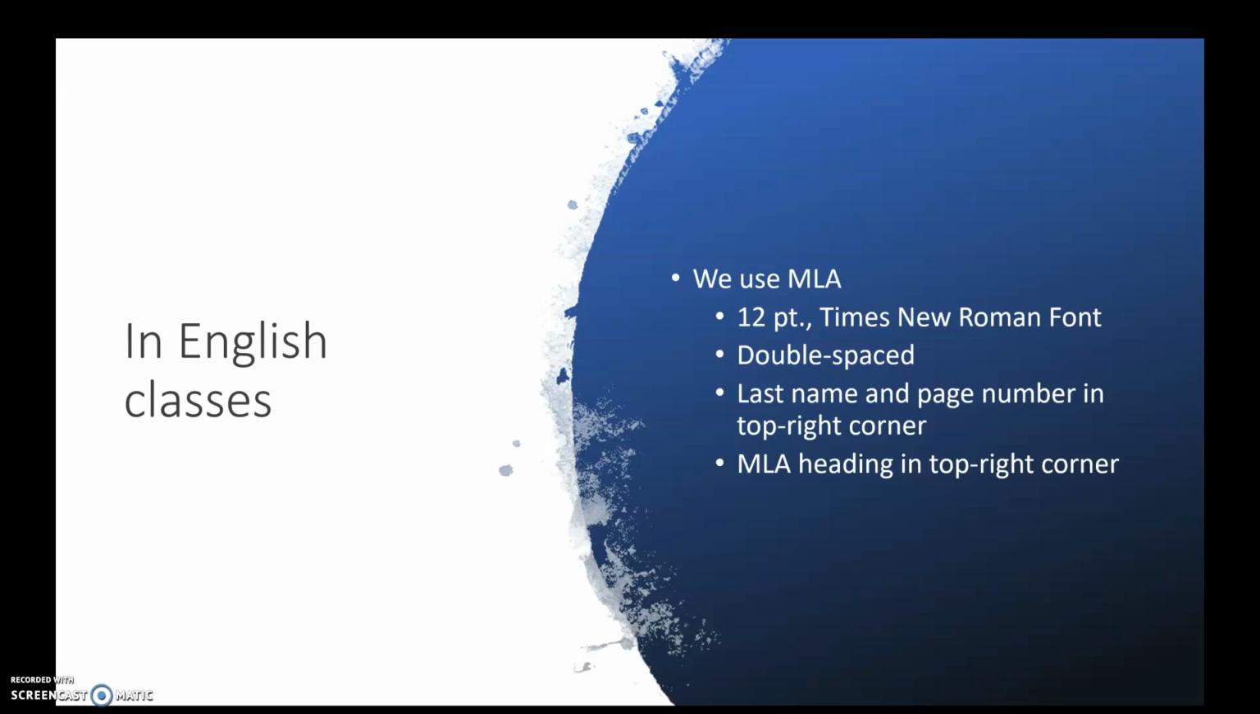So we use MLA in English classes, which involves 12-point Times New Roman font, double spaced, last name and page number in the top right corner. I don't make you do that in this class. And an MLA heading in the top left corner. That should say top left. So that's kind of the breakdown of your MLA formatting right there as it pertains to unresearched paragraphs.